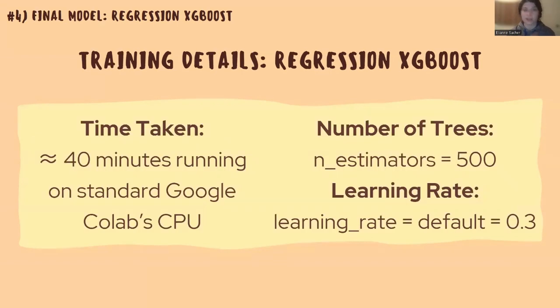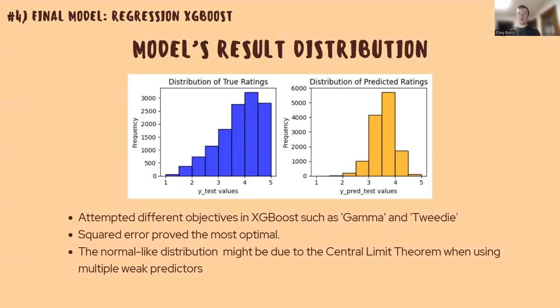The first thing that is important to note is the training details. It took us about 40 minutes to run this model on a standard Google Colab CPU. We used 500 trees, and for the learning rate, we used the default, which is 0.3. Observing the distribution of our results, we noticed that it's different from the given distribution of the data. Then we tried different methods such as gamma and Tweedie for the objective for XGBoost, but it turned out that the squared error was actually the most optimal.